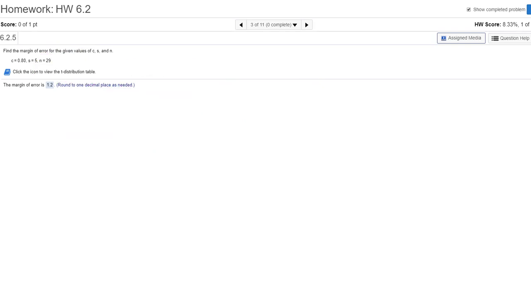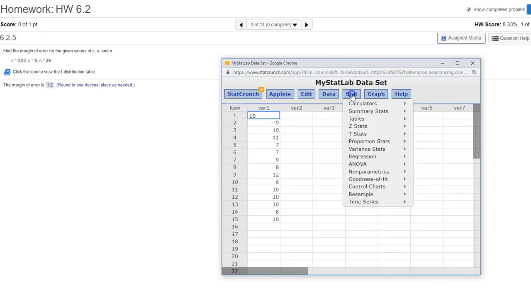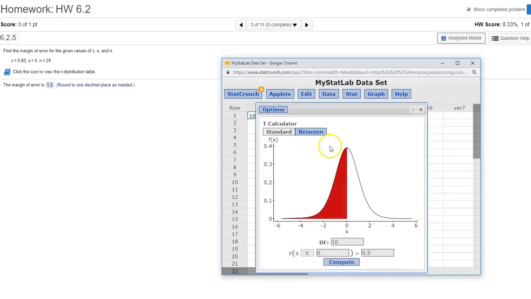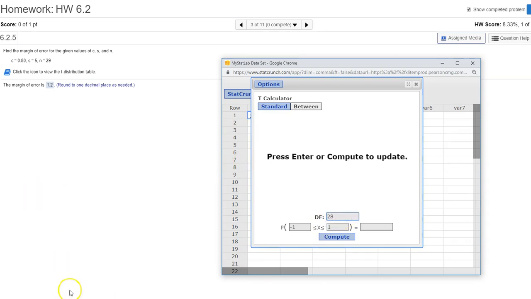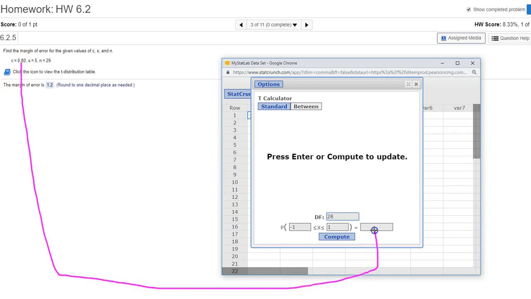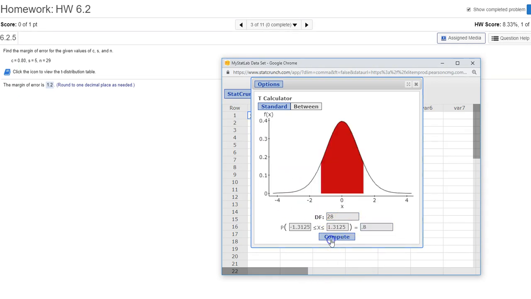To find TC, where do I go? Critical value, Stats, Calculators. Let me show that to you one more time. Stats, Calculators, T-Calculator, always between. I'm going to plug in my degrees of freedom, which is 29 minus 1, and that would be 28. And the next one is the area, which goes right here, which is 0.8, and compute. So my TC is 1.31. You always take the positive value.